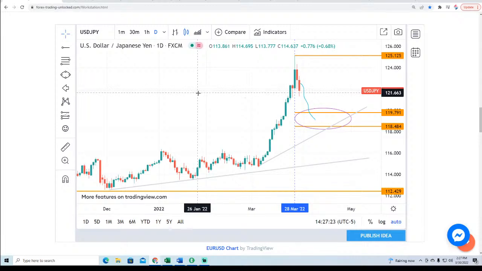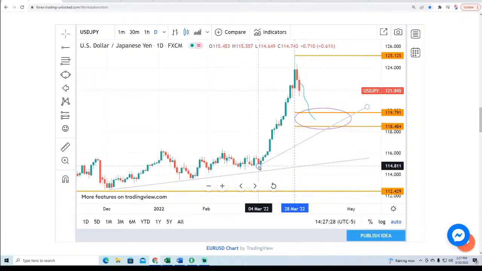And for you to think that we can't do $15 in a short amount of time, just remember, in the beginning of March, we were trading down at 114.70, and we got all the way up to 125.12. So it can happen. It can happen very quickly.